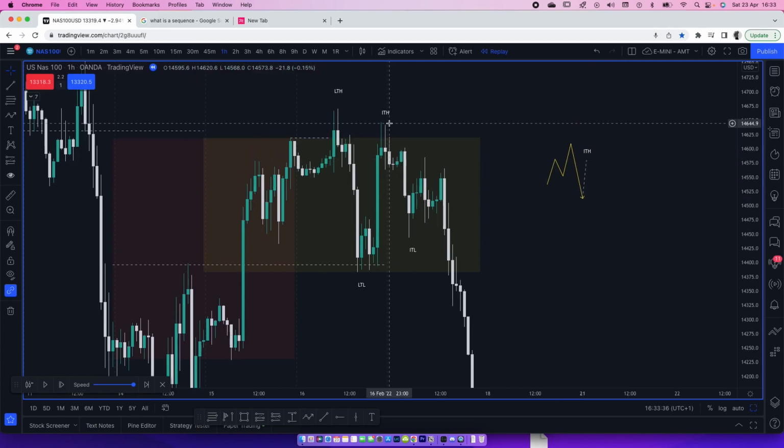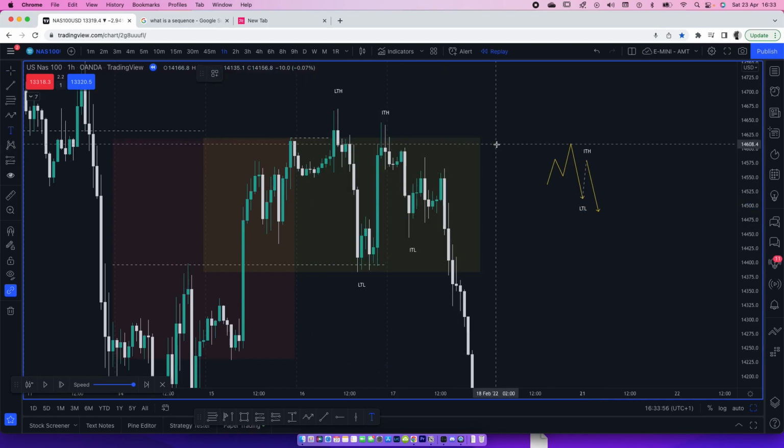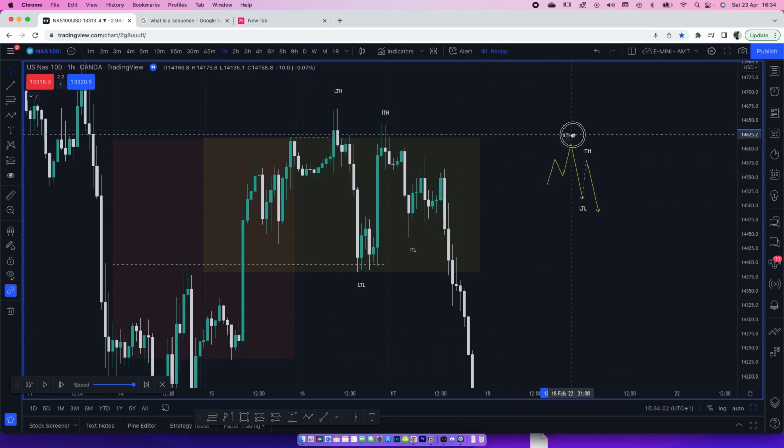Right after that, the sequence follows up by giving you a second displacement. Now, ideally, the second displacement is supposed to take out this long-term low. Long-term low. And here, long-term high. Now, as I was saying, ideally, this second displacement is supposed to take out the long-term low.